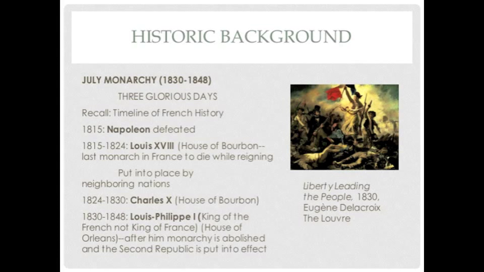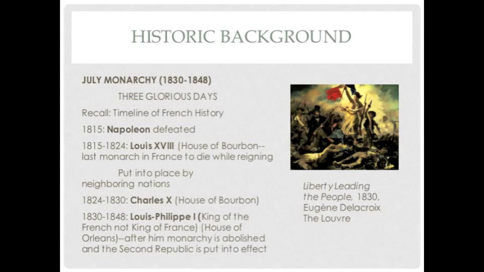From 1830 to 1848, Louis Philippe from the House of Orléans, not the House of Bourbon, was a constitutional monarch that was put in place to replace Charles X. Although he was supposed to be for the people and was labeled King of the French, not King of France, he was mainly for the bourgeoisie, and this led to him being very unpopular.